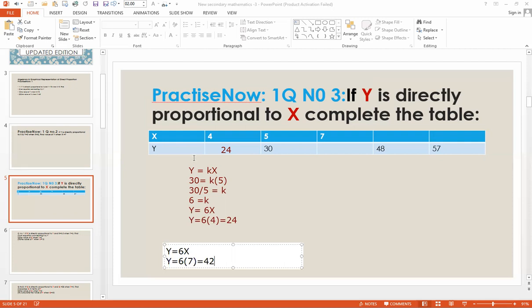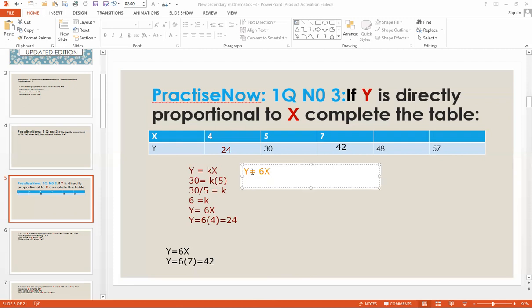I have to put this value here in the table. Here I have to write 42. So when x is equal to 7, the value of y is equal to 42. Now I have to move towards the third, and here I again change the color. So I have to change the color to orange. First, again, I have to write the equation, that is y is equal to 6x.